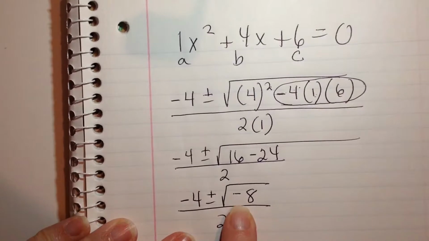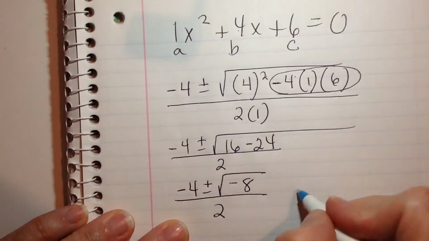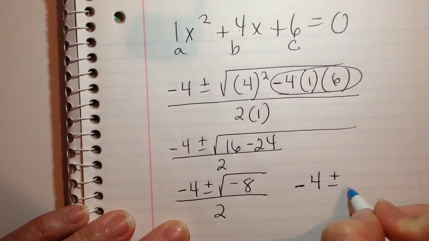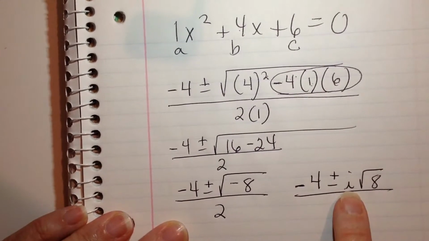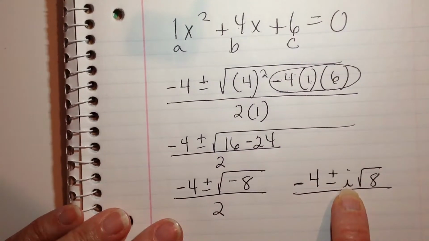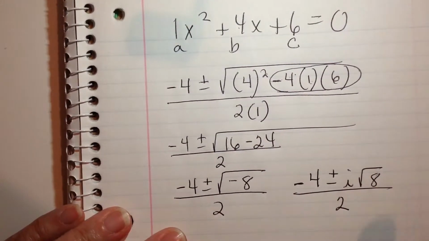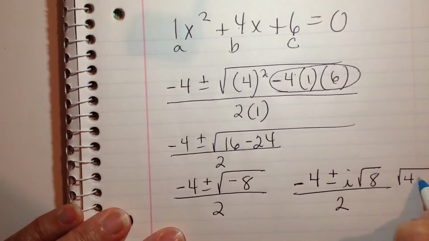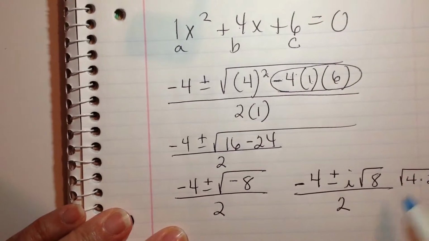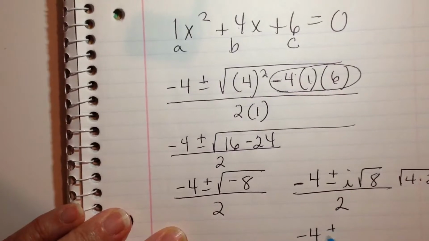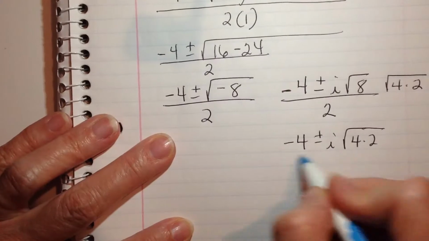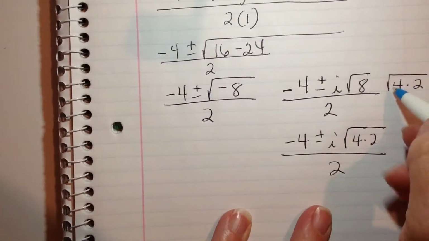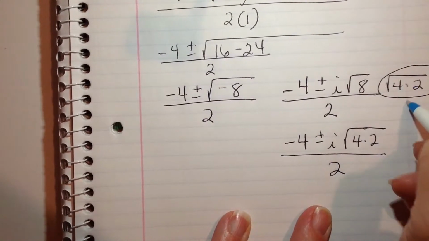Recall from your first test, if you have a negative under the radical, you must bring out the square root of negative 1, which is i, and 8 staying under. Okay, so that's my first step. So here I have a complex answer, a complex root. Can I take the square root of 8? No, but we can break 8 down to 4 times 2. So I end up with negative 4 plus or minus i, the square root of 4 times 2, divided by 2. I broke up 8, and I've brought it here.